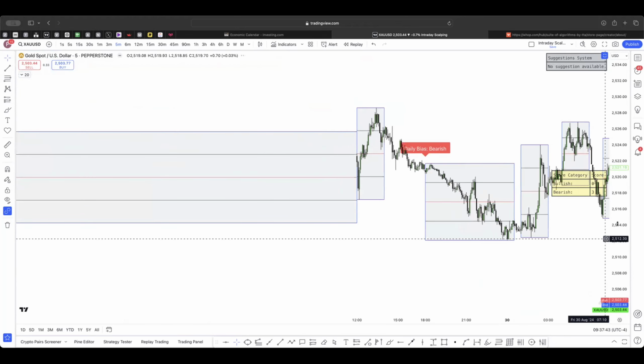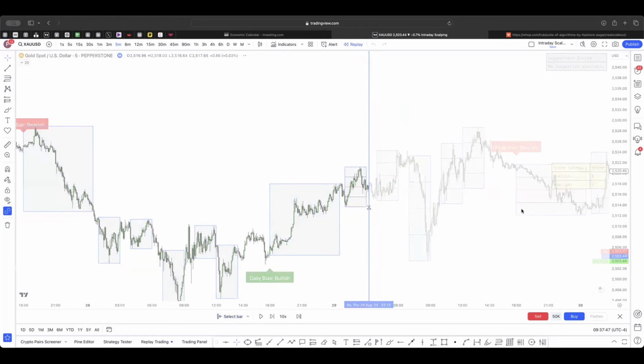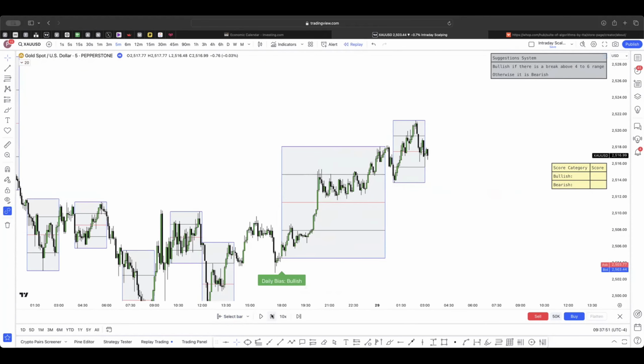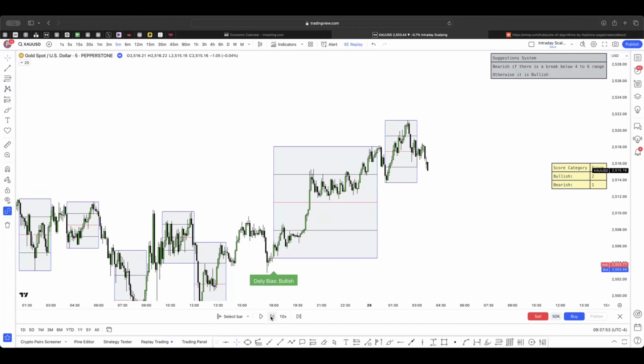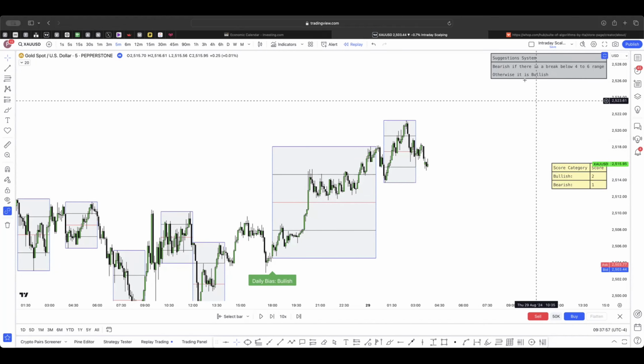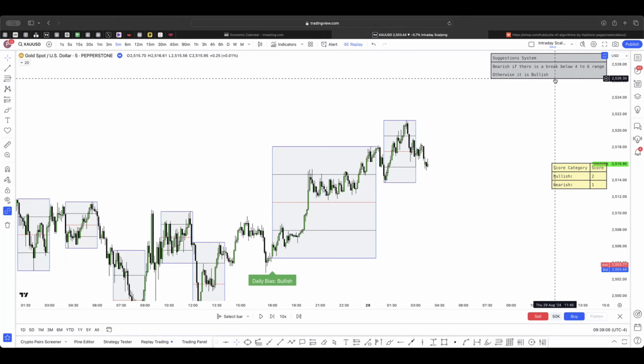Now, if you go on replay mode and check it on, let's say here, there we go. So far we have no score yet. Now we have a score. The score is 2 bullish, 1 bearish. Now, if you look at this on the top, it has a suggestion system which says you are going to be bearish if there is a break below the 4 to 6 range. Otherwise, it is bullish. So 4 to 6 range, not yet.